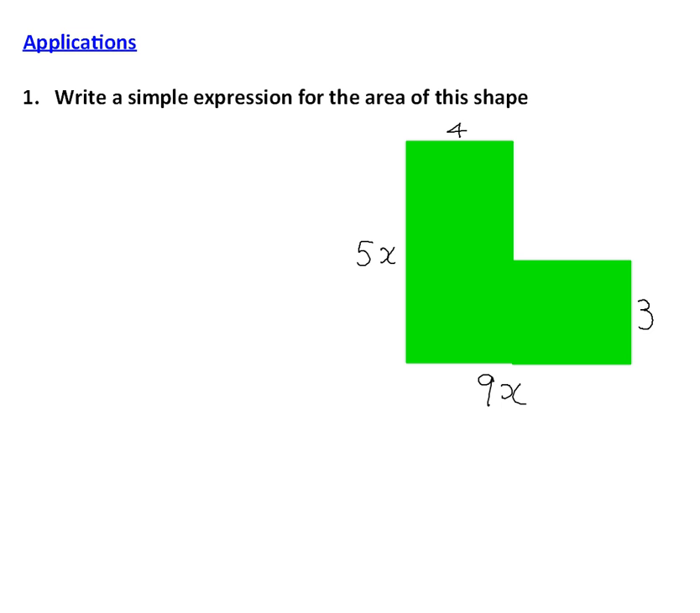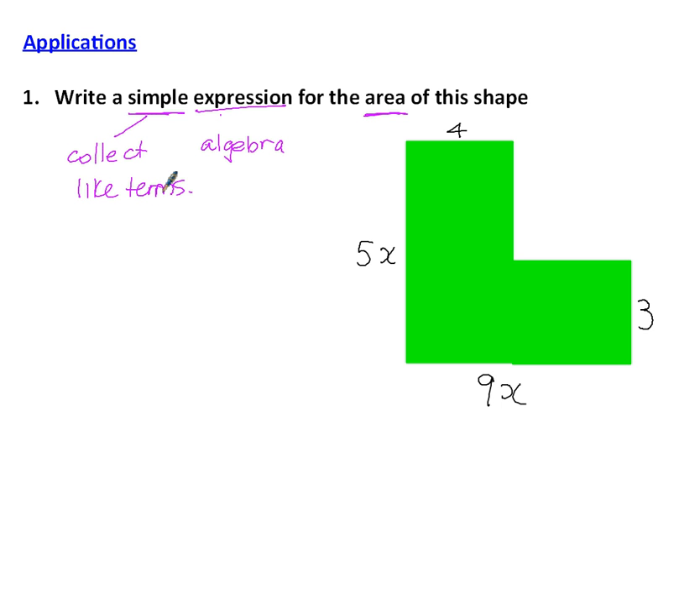Okay guys, let's have a look at a little application of where the distributive property can help us figure out problems. Here it says write a simple expression for the area of this shape. Okay, well, an expression we're talking about obviously an algebraic expression, so we're going to have algebra terms in it. And we want it simple, so that means where we can, we've got to remember to collect like terms.